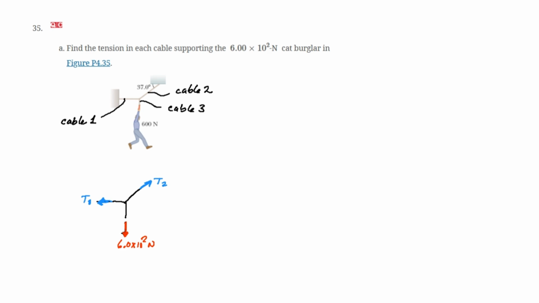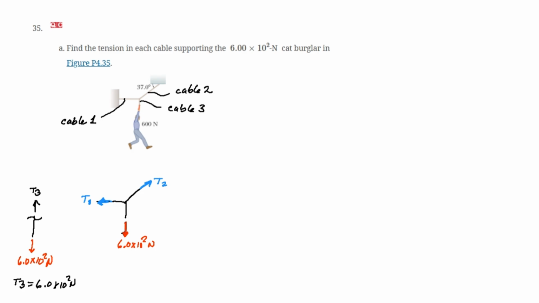Now, what happens with cable 3? When you analyze cable 3, I will make a cut, and then I will have the tension in cable 3, which balances the applied force of 6.0 times 10 to the second newtons. So we can say that tension 3 is equal to 6.0 times 10 to the second newtons. Right? This is tension 3.